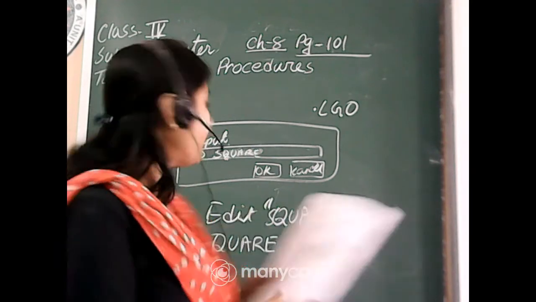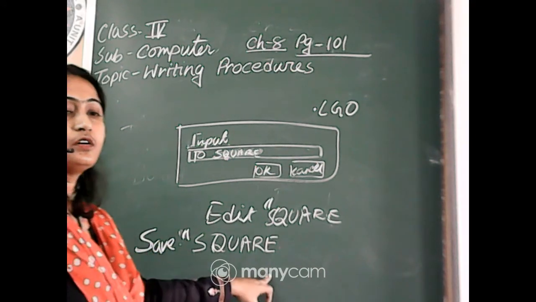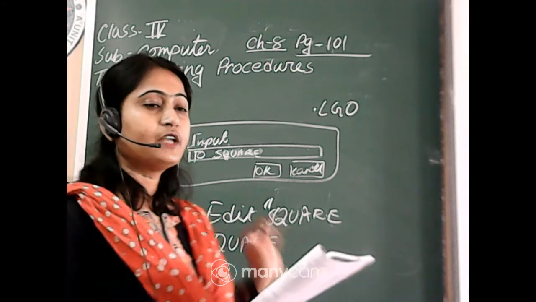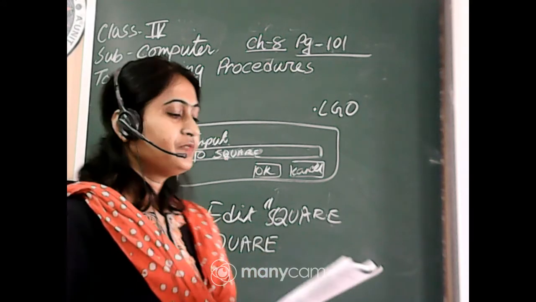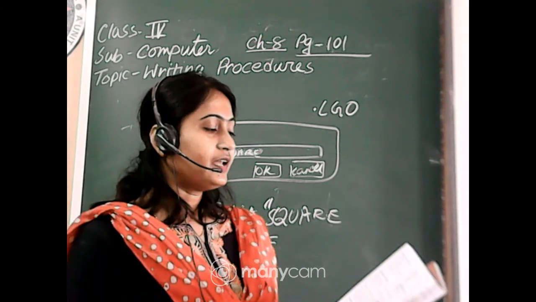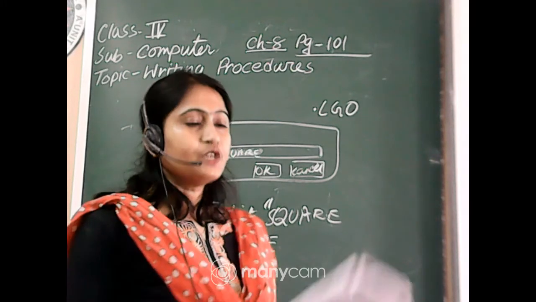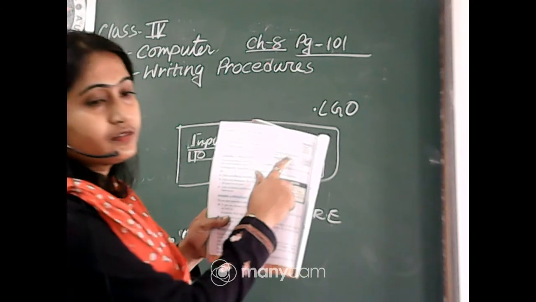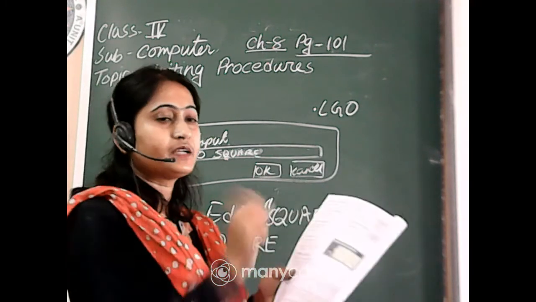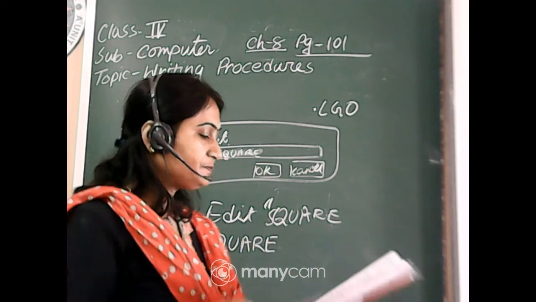One way, save command, space, double quote, procedure name. Another way, click the file menu, the file tab. There is an option, save. Define the name in the file name text box, write the file name you want, square, and click on the save button. Your file will be saved.